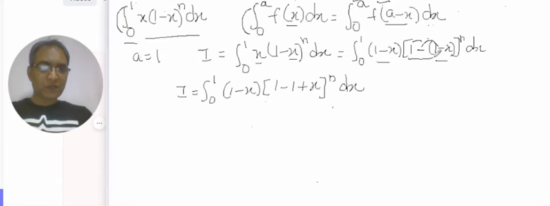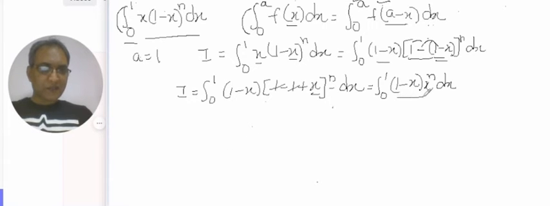So I have opened this small bracket. Now this 1 and this minus 1 cancel. So we have integration 0 to 1, 1 minus x into, we are left with x to the power n here. This is x to the power n dx.